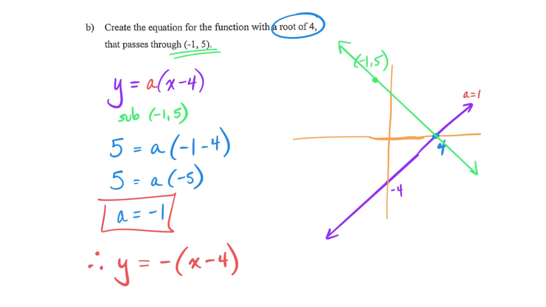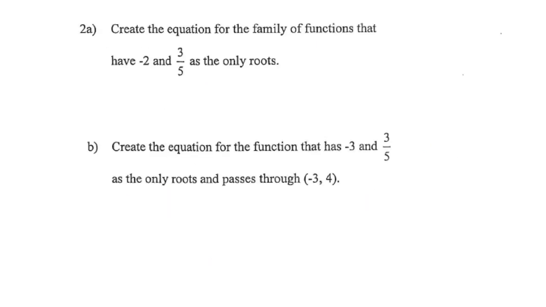Now what I want to do is start to jump into some more complex problems. Okay, let's take a look at problem 2, and I want you to look at problem 2 holistically. That is both part A and part B. Let's read problem 2A. I want you to create the equation for the family of functions that have -2 and 3/5 as the only roots. Then in question 2B, I want you to create the equation for the function that has -2 and 3/5 as the only roots and now passes through a particular point.